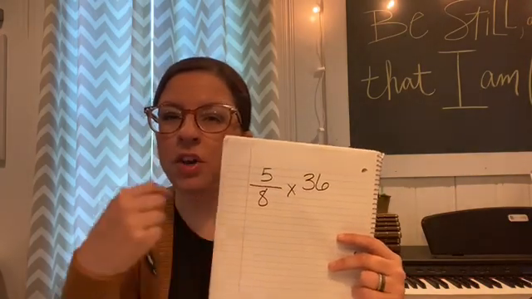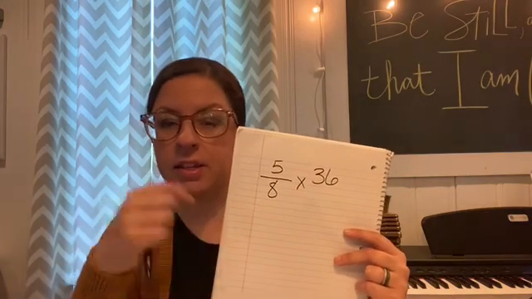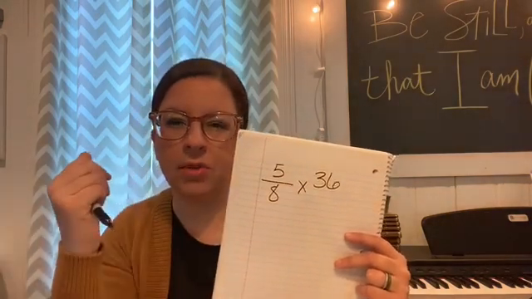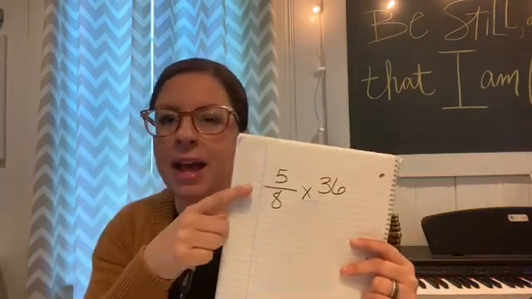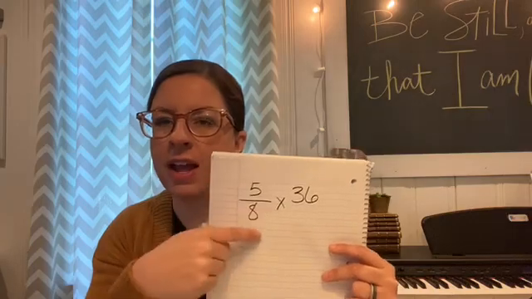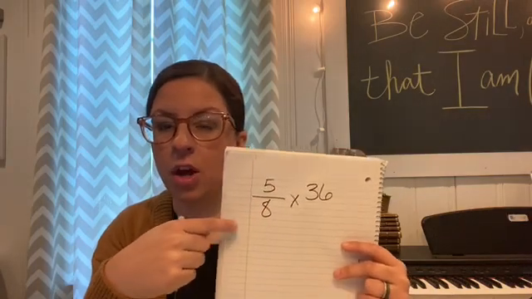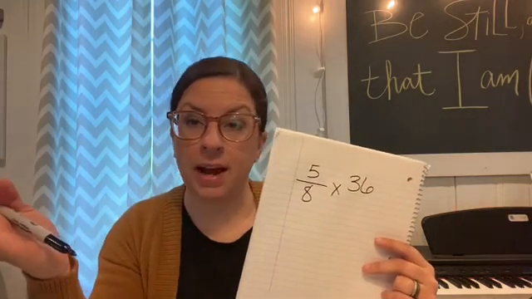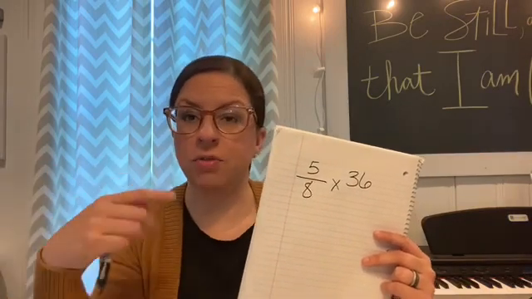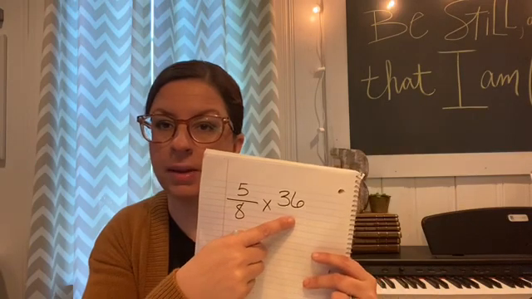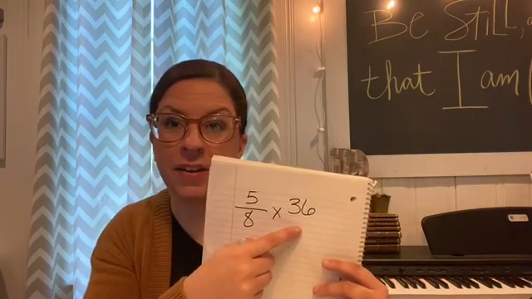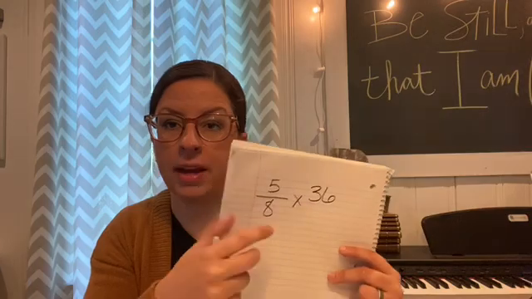So if you're estimating 5/8 of 36, how would you do that? Well, the first thing that I would do, and your book suggests to do, is say, what is 5/8 about? Okay, well, 5/8 is about 1/2, because 4/8 is 1/2, so 5/8 is about 1/2. So what would 1/2 of 36 be? So 36 divided by 2, right? It would be 18. So your estimate would be about 18.